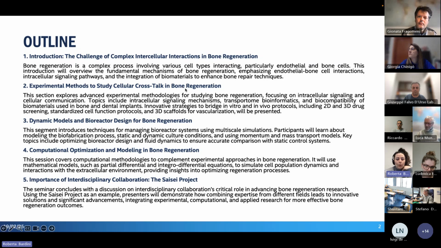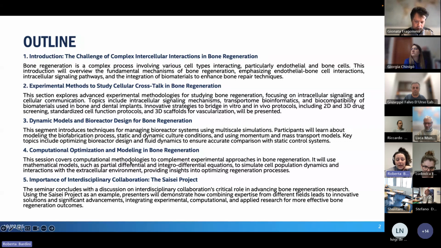Then we will move to the analysis of models based on bioreactor designs. In fact, Giorgia will talk about more static in vitro models. Professor Fragomeni otherwise will talk about dynamical models, so bioreactor and dynamical culture systems. People from Politecnico di Torino, so Professor Lorenzi and Dr. Loi, and Engineer Riccardo Smeriglio will talk more about mathematical and computational approaches to study in vitro model simulation, design, and optimization.